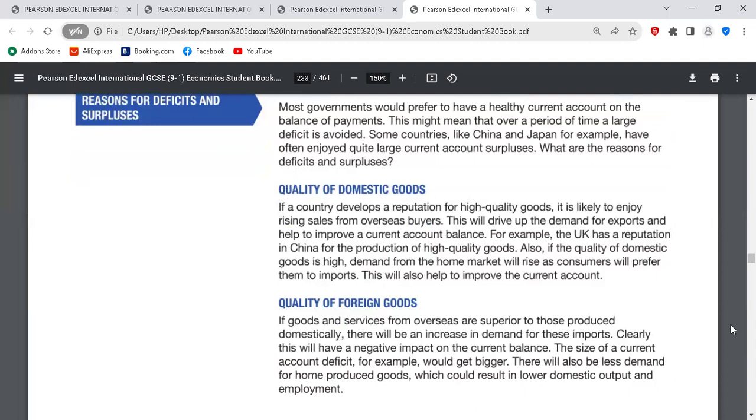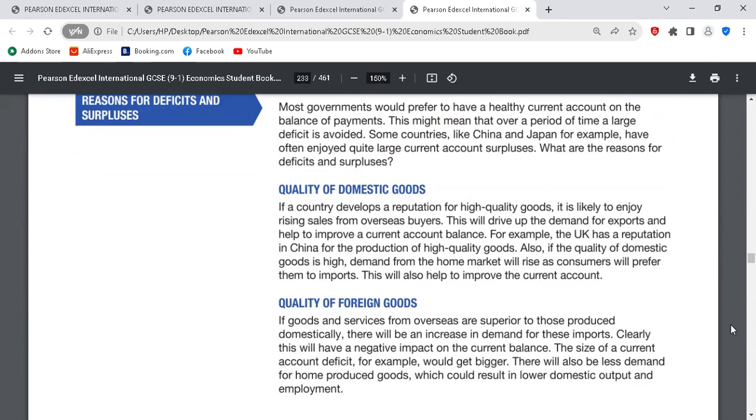Most governments would prefer to have a healthy current account on balance of payments. This might mean that over a period of time, a large deficit is avoided. Some countries like China and Japan, for example, have often enjoyed quite large current account surpluses. What are the reasons for these deficits and surpluses? So what brings about current account surplus or current account deficit? That's the question.